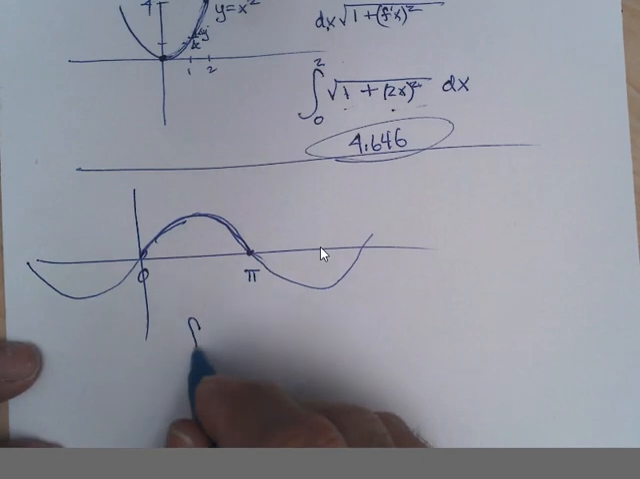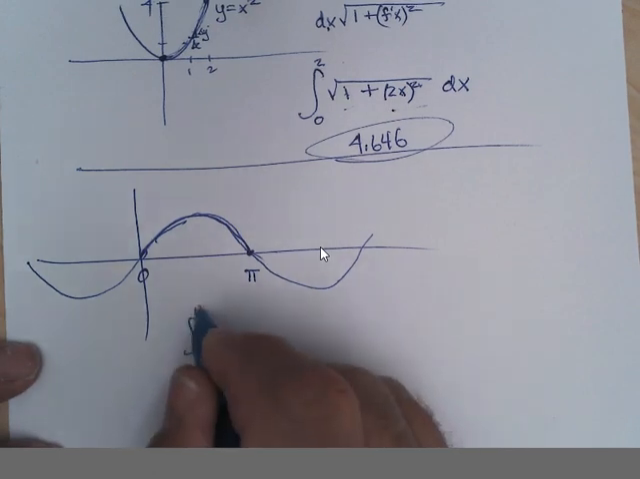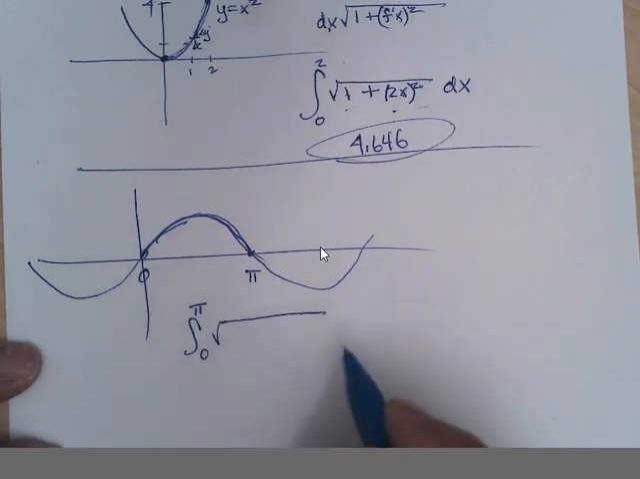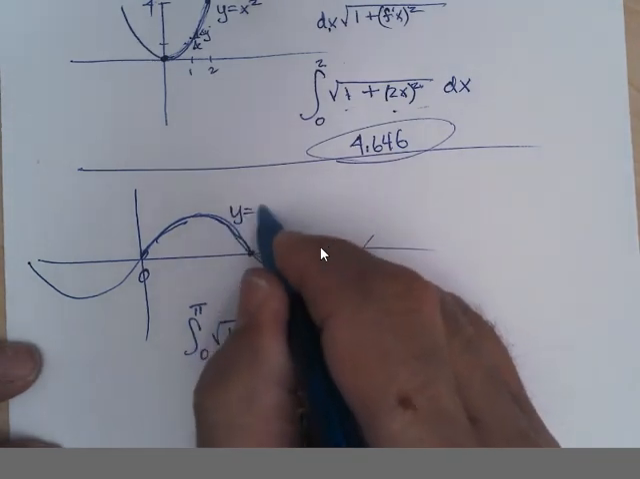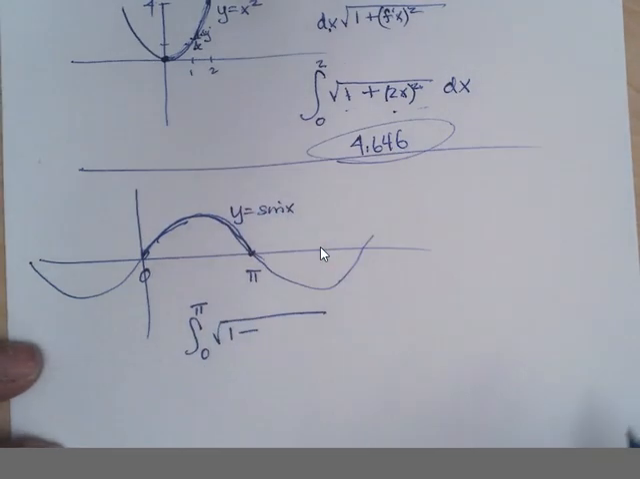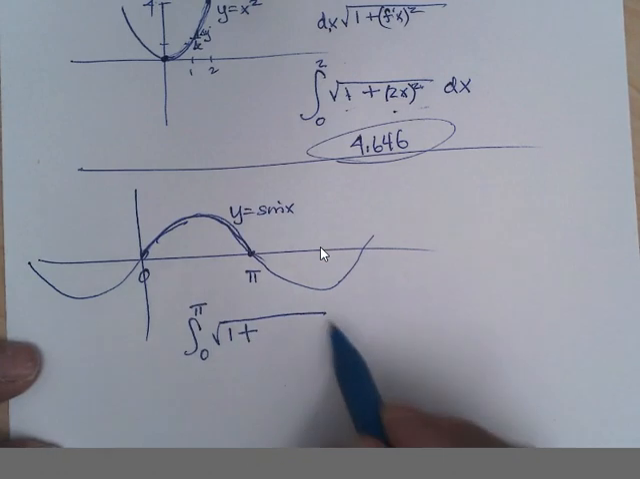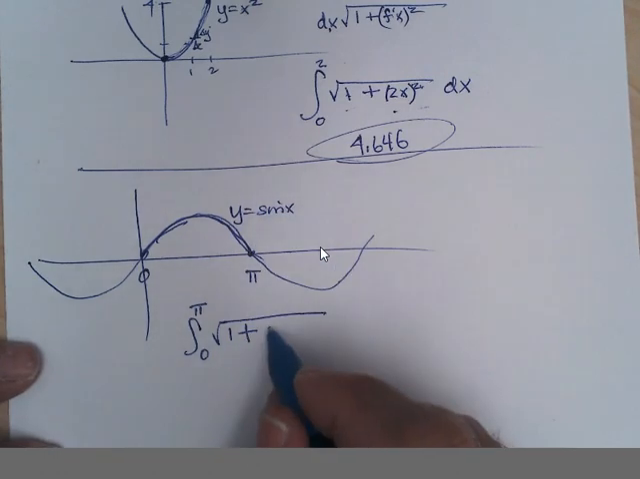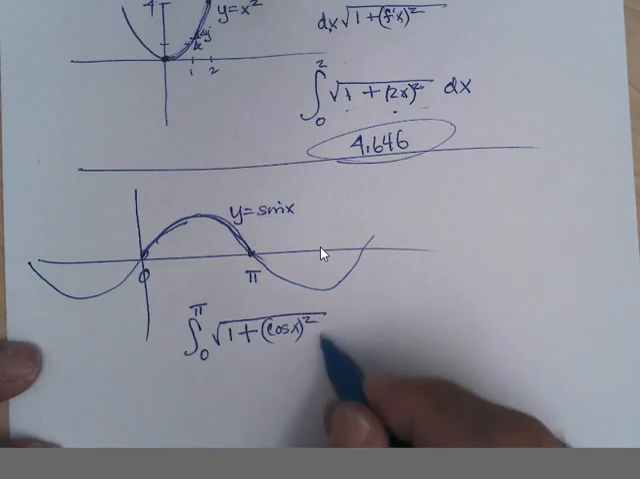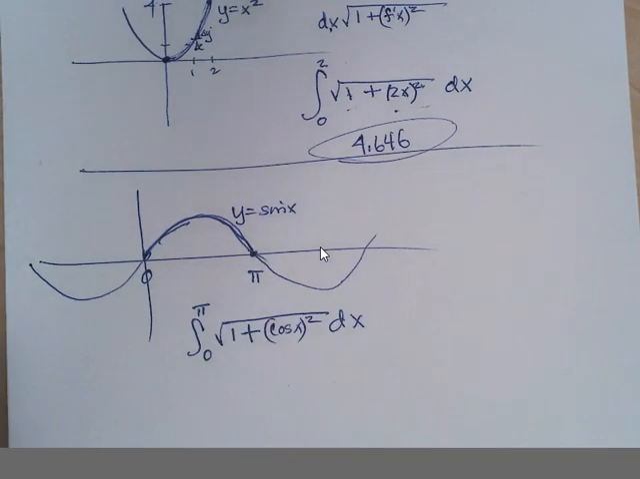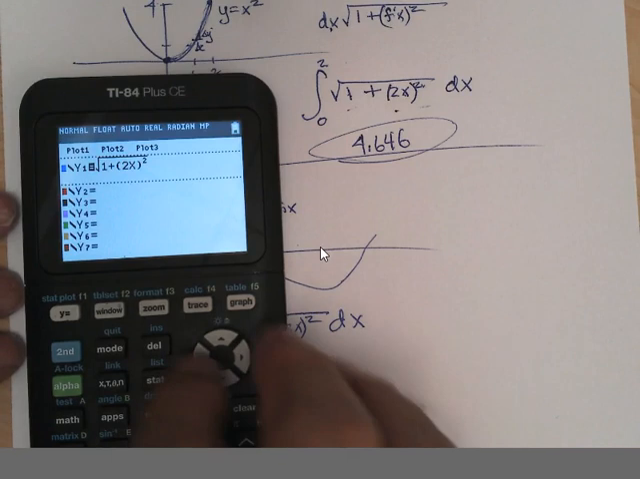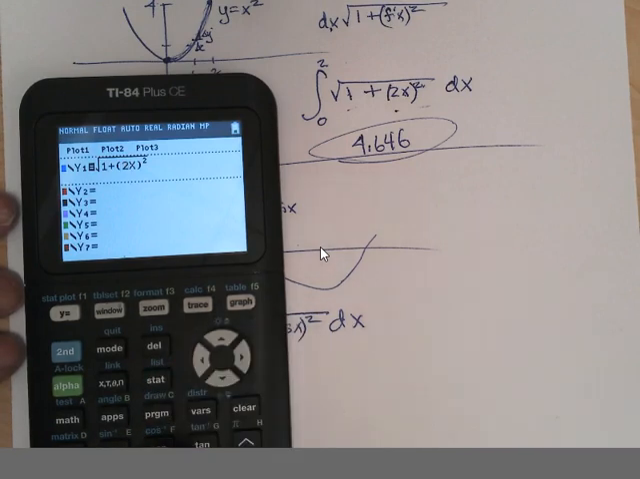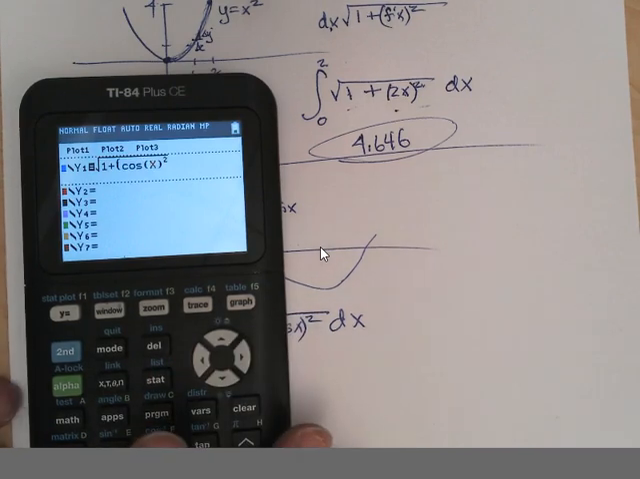So it'd be the integral from 0 to pi of the square root of 1 plus, this equation is y equals sine x, the derivative of sine x, which is cosine of x, squared. And so I just go to here, and I'll change this to cosine of x.